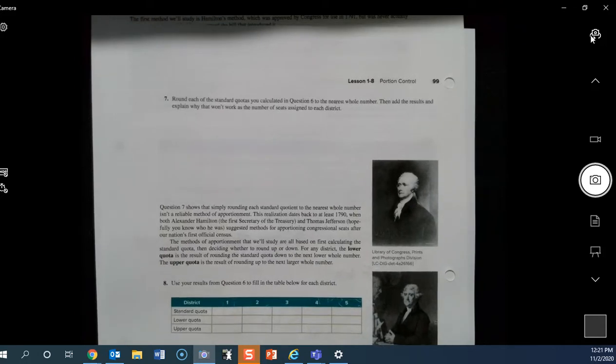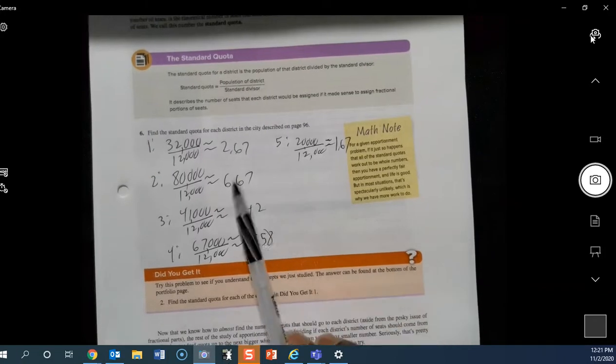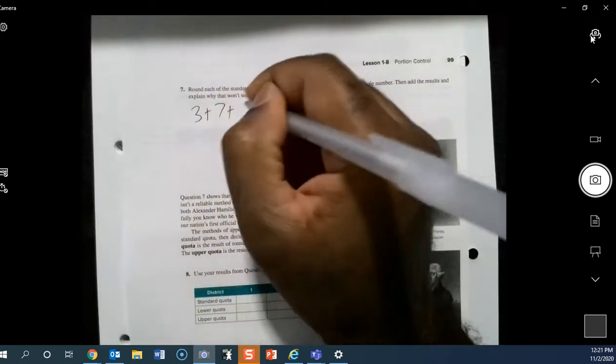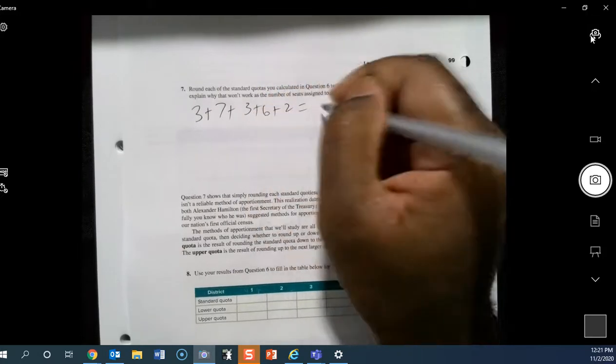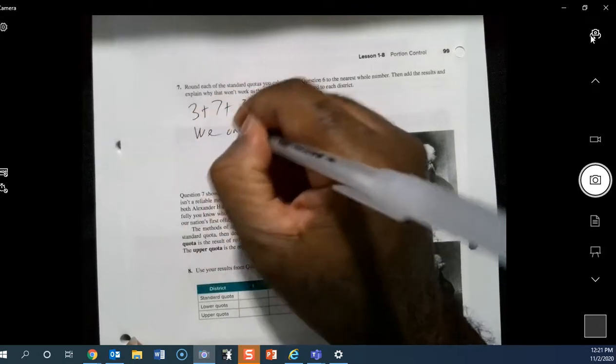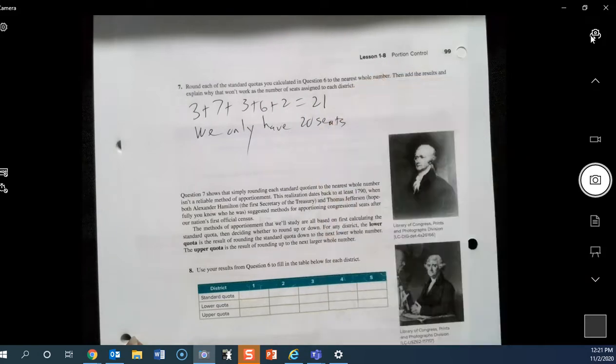Okay, so if we go back here, and I do not like flipping back and forth, but if you notice here, District 1 would round to 3, District 2 would round to 7, District 3 would be 3, District 4 would be 6, and District 5 would be 2. So we would add all of those numbers. We add 3, 7, 3, 6, and 2. So that would give us 21. But the problem is we only have 20 seats. So now we ran into a problem.